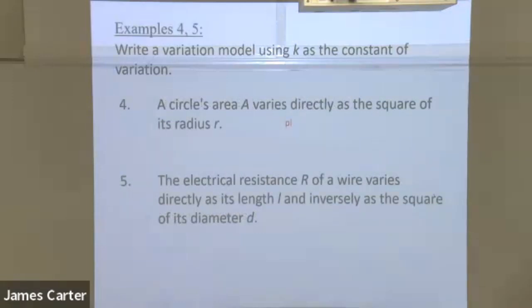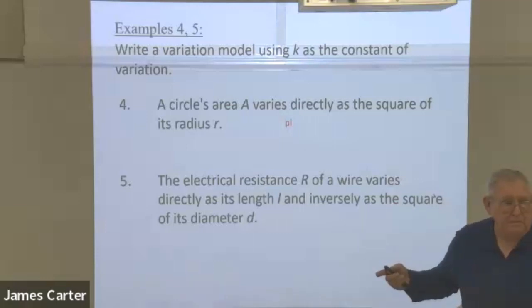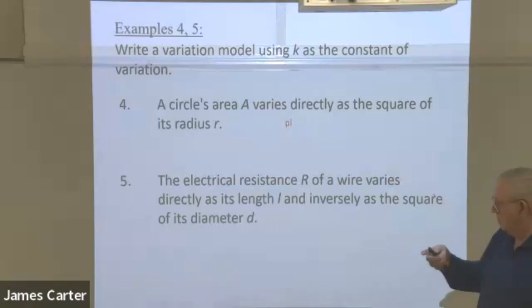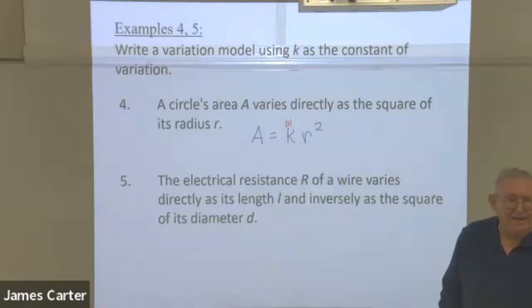Okay, a circle's area, A equals pi r squared. Normally we think, right, a circle's area varies directly as the square of its radius r. Well, in this case, pi, 3.14, is the K value.